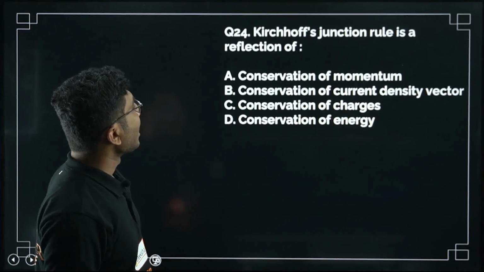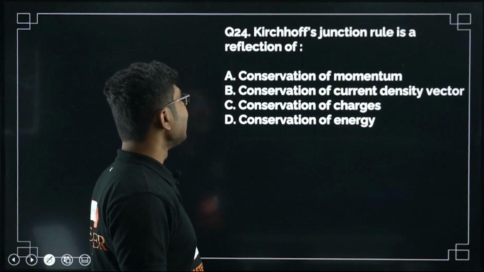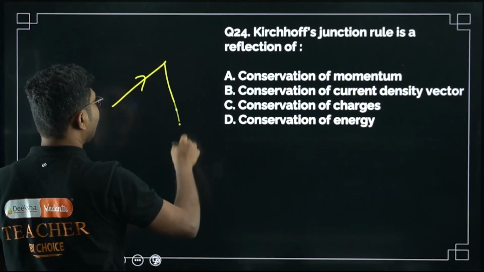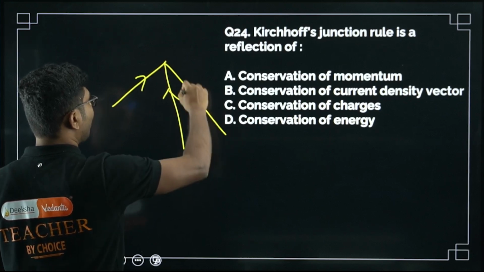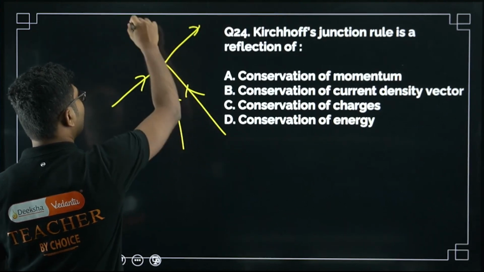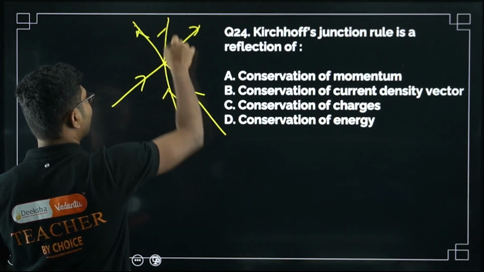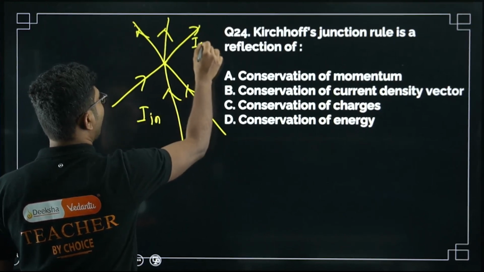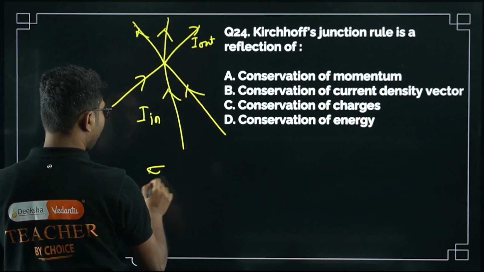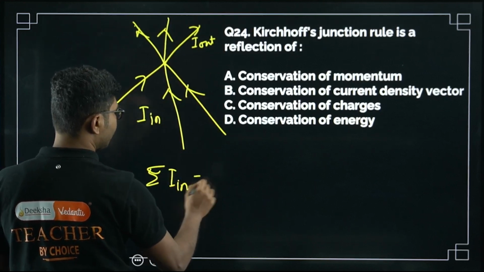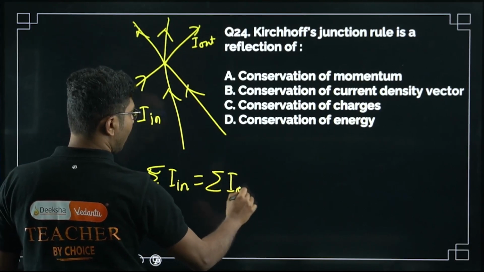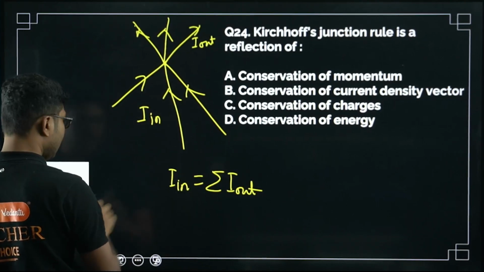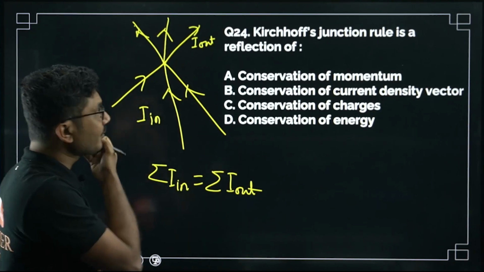Next question, Kirchhoff's junction rule is a reflection of what? Junction rule is when the current is entering multiple points and exiting through multiple channels, then we know that whatever current is in, the same current is out, total current, right? So sum of current in equals sum of current out. That is what is known as Kirchhoff's junction rule.